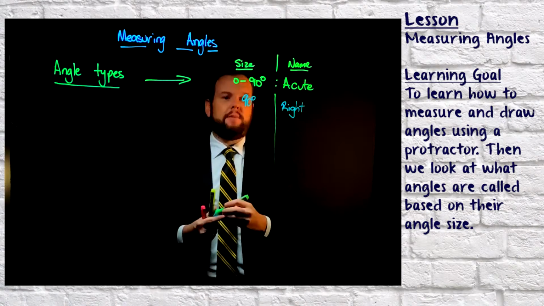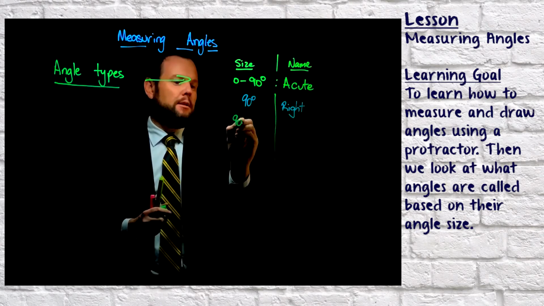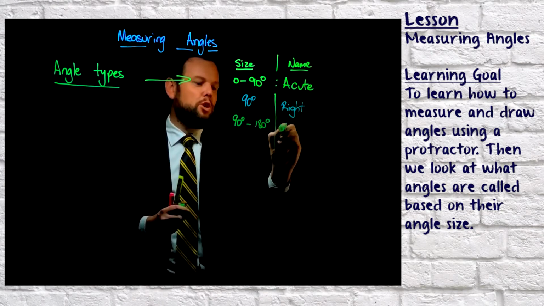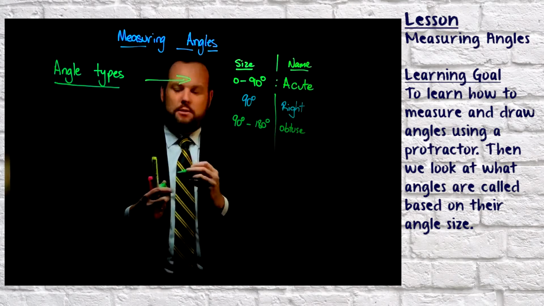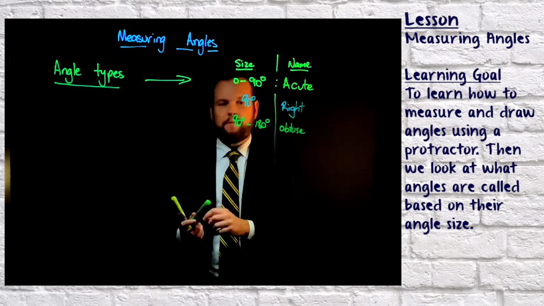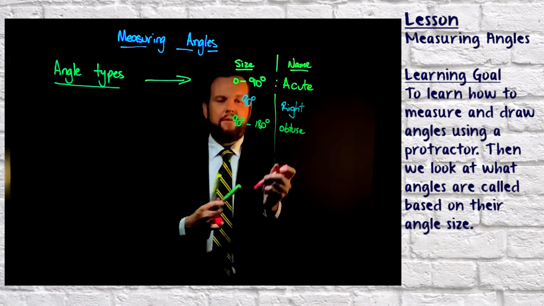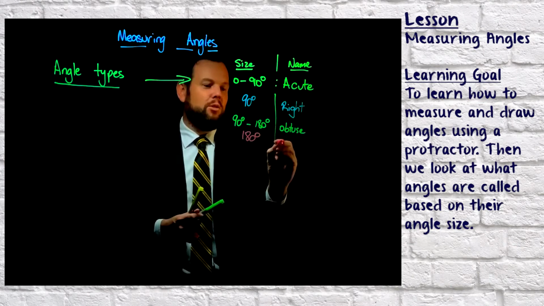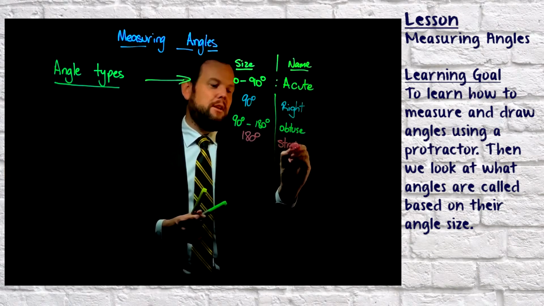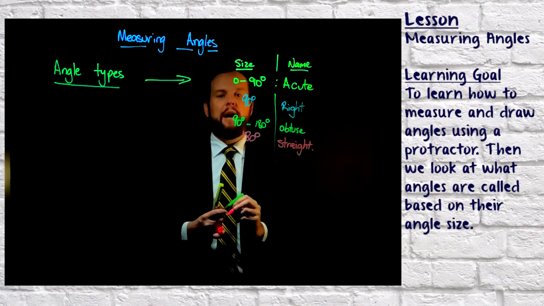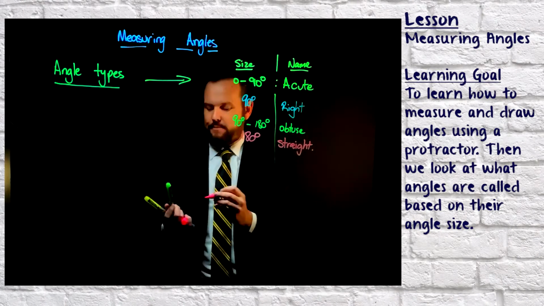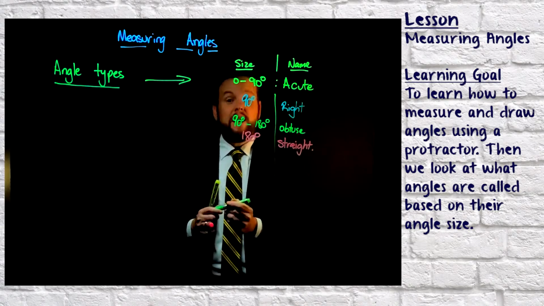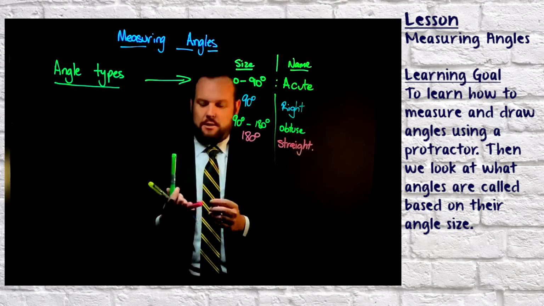Our next one is from 90 to 180. And those are called obtuse angles, okay? They're obtuse angles. Next, we have 180 degrees itself. And they're really easy. They're called straight angles. You might have heard the saying, straighty 180. You heard that? No? Yes, maybe. Straighty 180, okay?